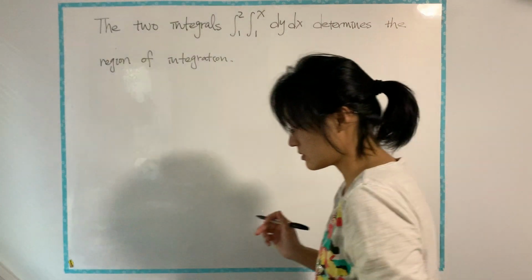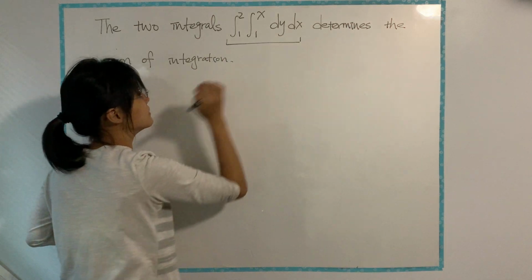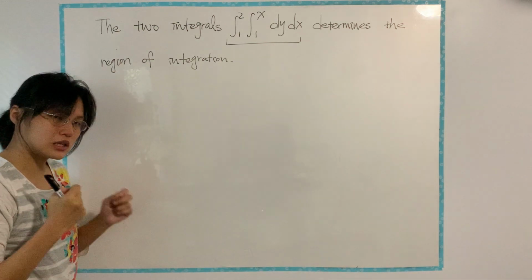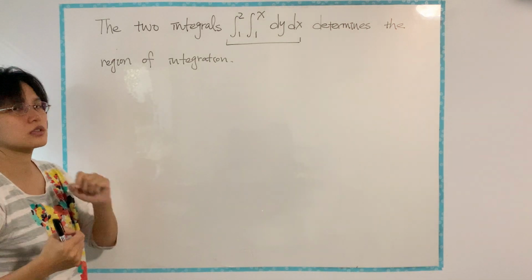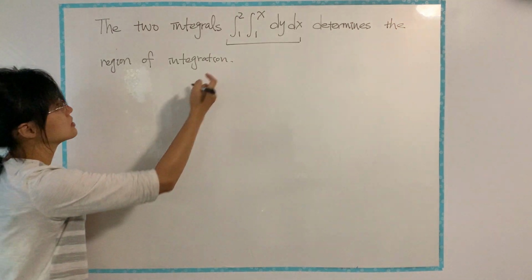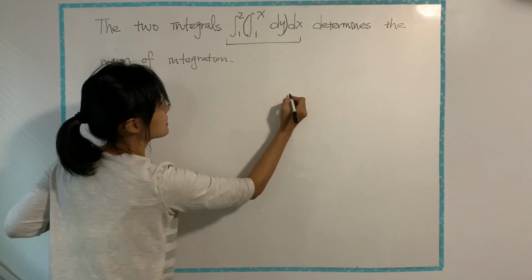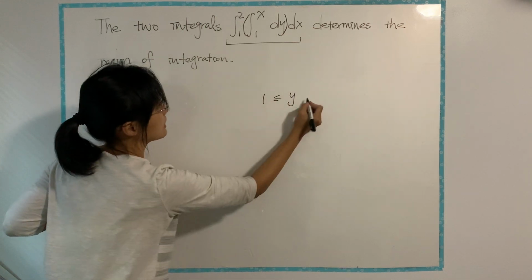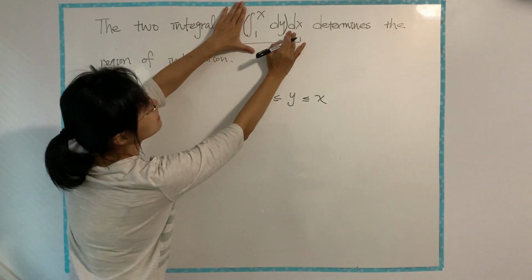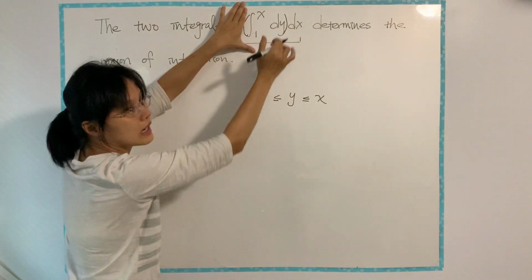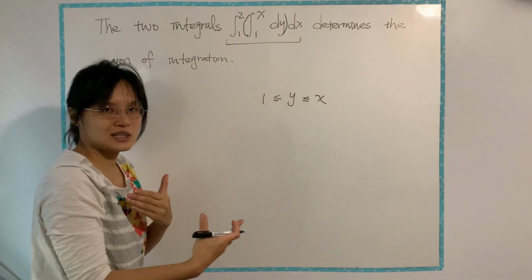So now with this special case, we can really focus on the two integrals that we have. These two integrals together determine the region of integration. I'll tell you what it means. From inside, I can see the lower bound of y is equal to 1 and the upper bound of y is equal to x, right? That's how we read it when we write the lower limit and upper limit in an integral. Even though this is an iterated integral, we still read it the same way.